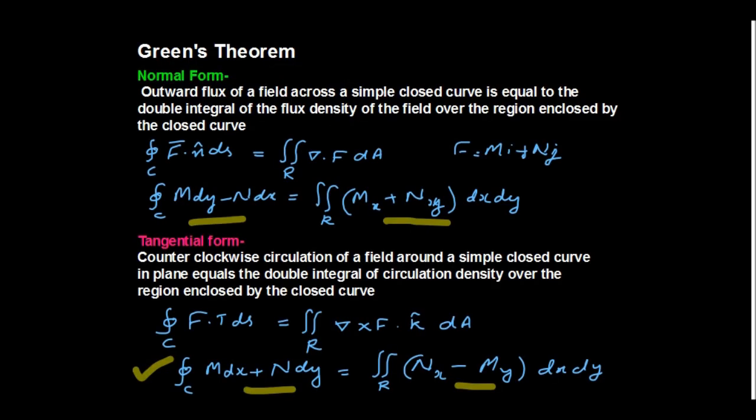This given integral is of this form: integral xy plus y square dx plus x square dy. Means there is a term with dx and dy. If we take this as M and N, it is matching with Green's theorem tangential form. So you can see the tangential form here. So you can use this form to verify the Green's theorem in this context.